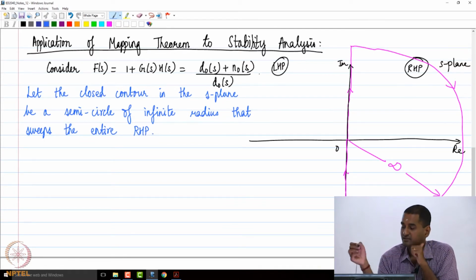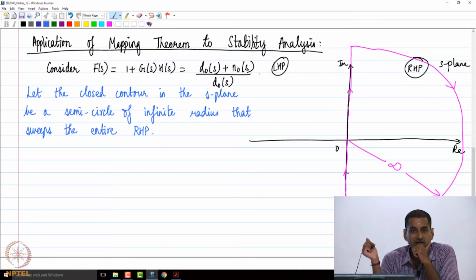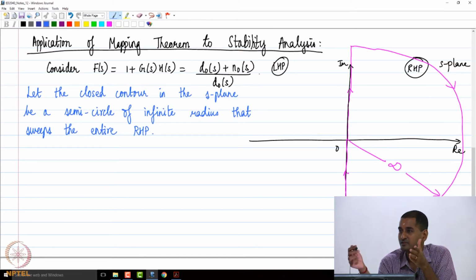Now we want essentially no closed loop poles within this contour. Do you agree? For closed loop stability, we do not want any closed loop poles to lie within this contour. We don't want any closed loop poles on the imaginary axis, neither do we want any closed loop pole in the right half of the complex plane.